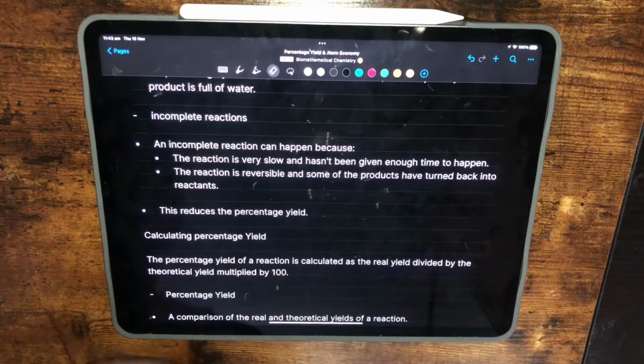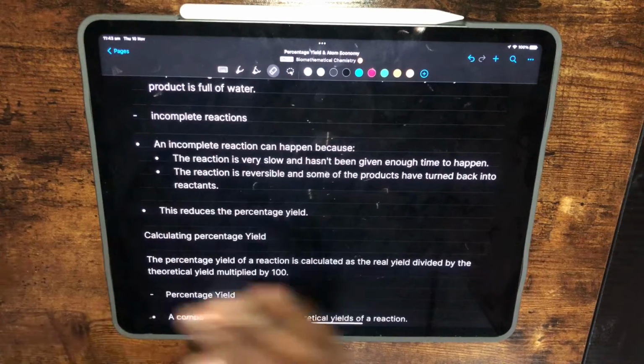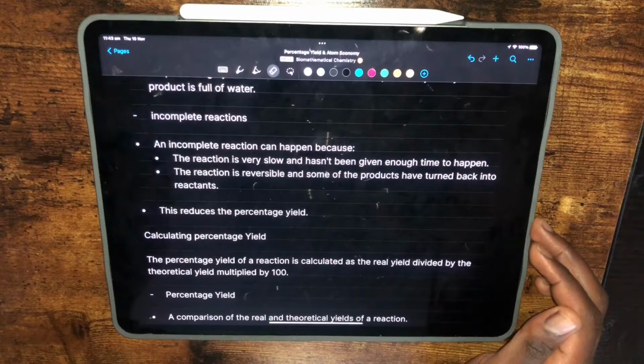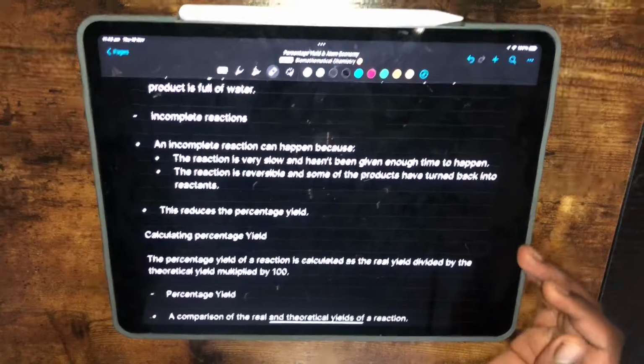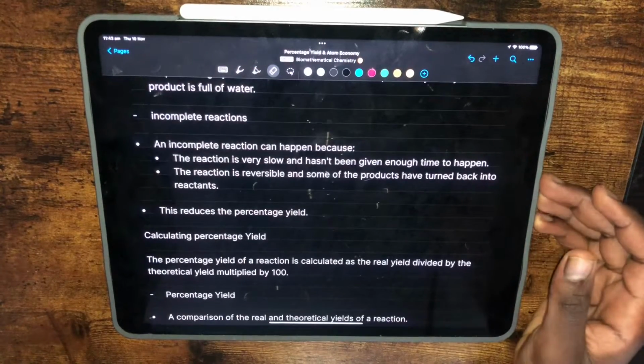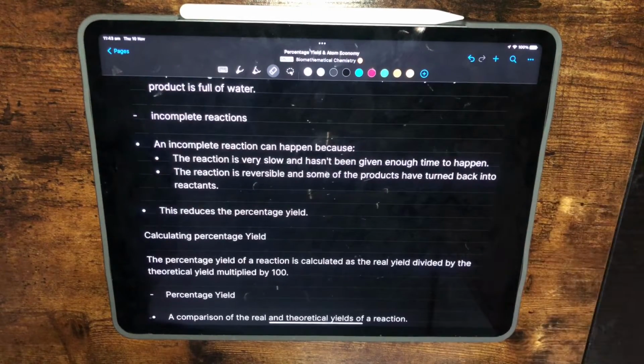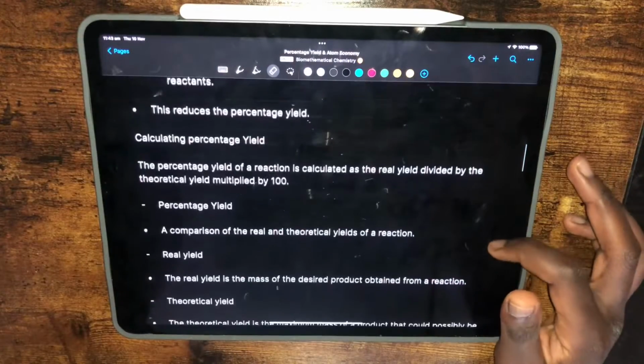But it's important to remember that the backwards reaction is still occurring. That would cause some of that product to turn back into reactant, and you can still do the reaction again, and any reactant that's reformed, you can turn back into product. But all of these things would reduce the percentage yield, because there's less of that product than what you would expect to have. Alright, so calculating the percentage yield.